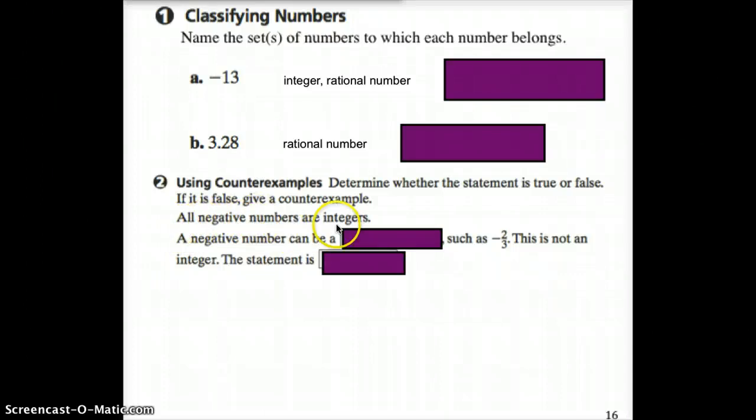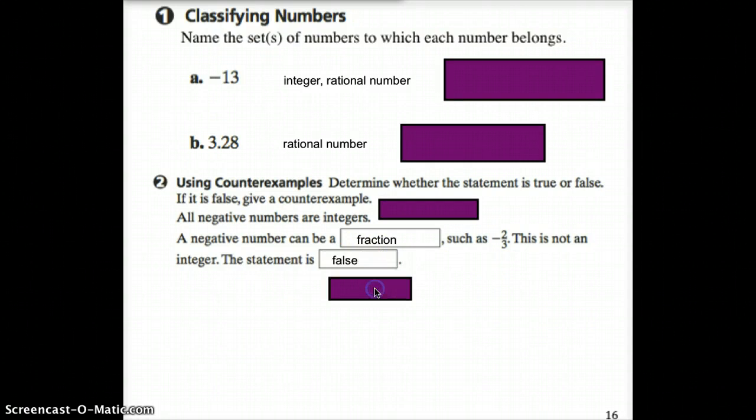All negative numbers are integers. Well, a negative number can be a fraction, right? Such as negative 2/3. This is not an integer, right? Negative 2/3 isn't an integer, so therefore the statement is false. We just gave a counterexample.